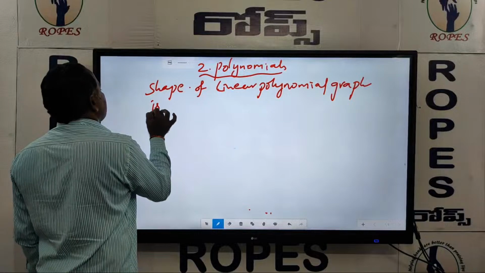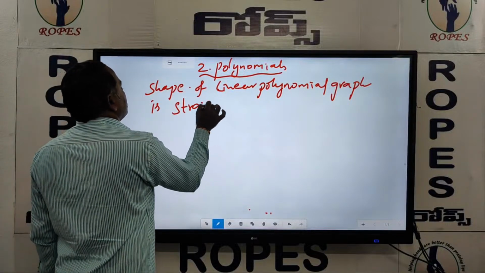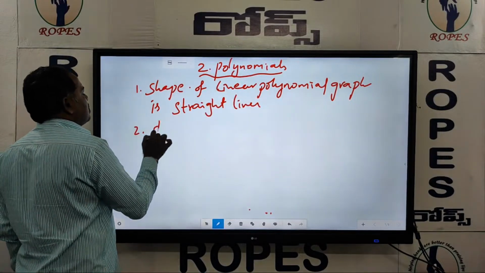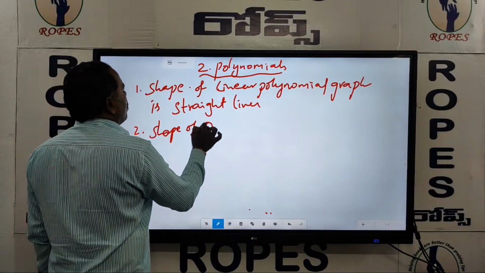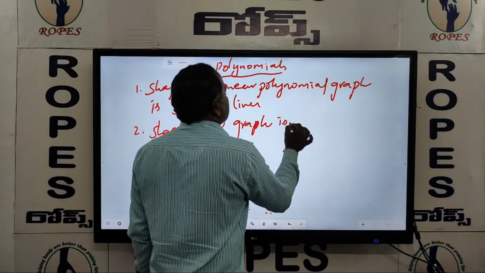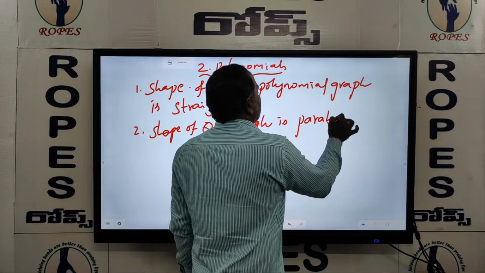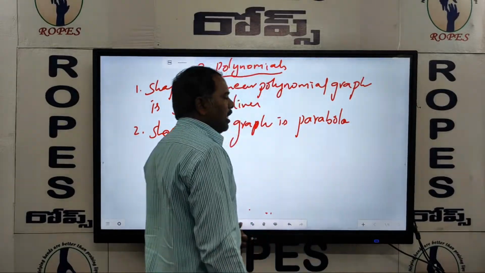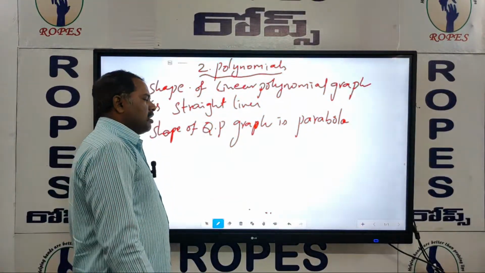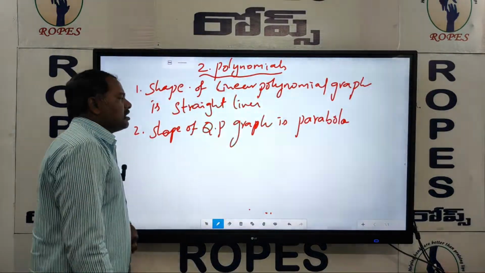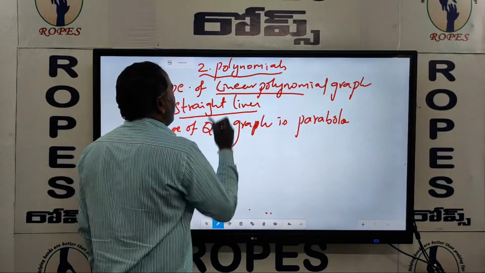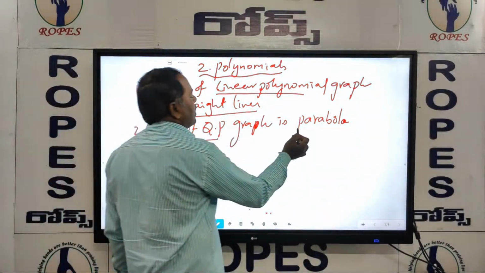The graph is a straight line, and second, the shape of the quadratic polynomial graph is a parabola. Either upwards or downwards, or in the right direction and left direction, it will come. This is the main important point. So a linear polynomial graph is always a straight line and a quadratic polynomial graph is always a parabola.